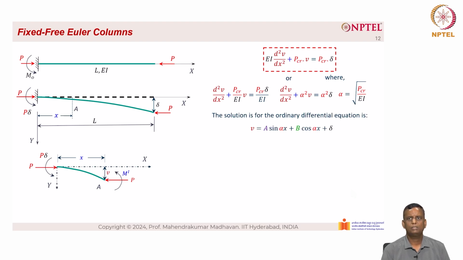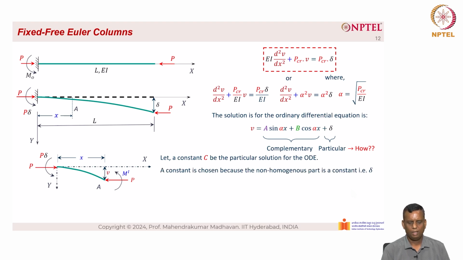The solution for the ordinary differential equation is v equal to A sin alpha x plus B cos alpha x plus delta. Now the first two terms, A sin alpha x plus B cos alpha x, represent the complementary solution. The delta represents the particular solution. How did we get delta? Now let a constant C be the particular solution for the ordinary differential equation. A constant is chosen because the non-homogeneous part is a constant, which is delta.